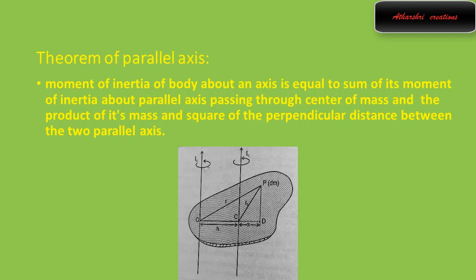Now consider any body. Let C be the center of mass. Capital M is the total mass of the body. Let any point O be at a distance h from point C, and a second axis which is parallel to this axis passes through the point O, like this. This axis is passing through point O.